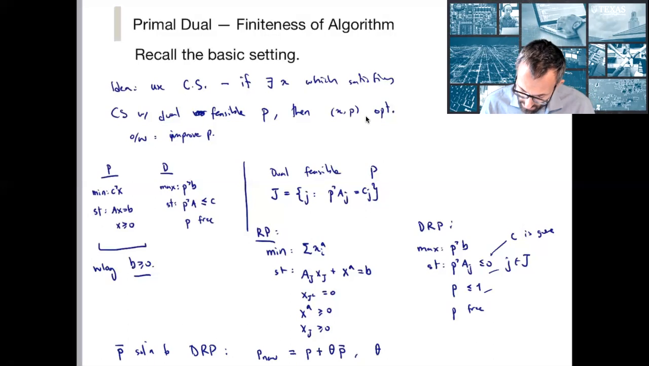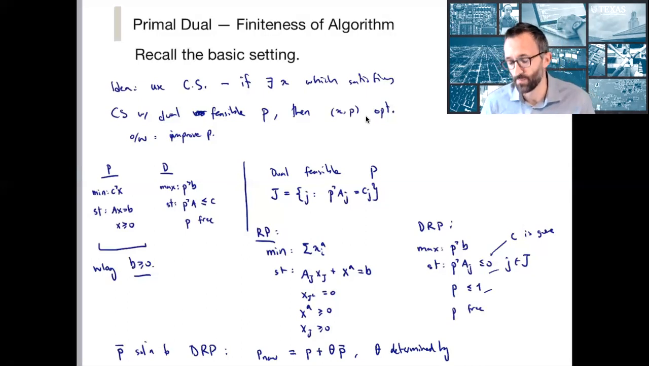Theta is determined by looking at which new constraint is going to become tight. Again, very similar to the spirit of the simplex method itself and the tableau, when we introduce a new column into the basis and it zeroes out one of the basic variables, one of the elements already in B. That's what exits the basis.